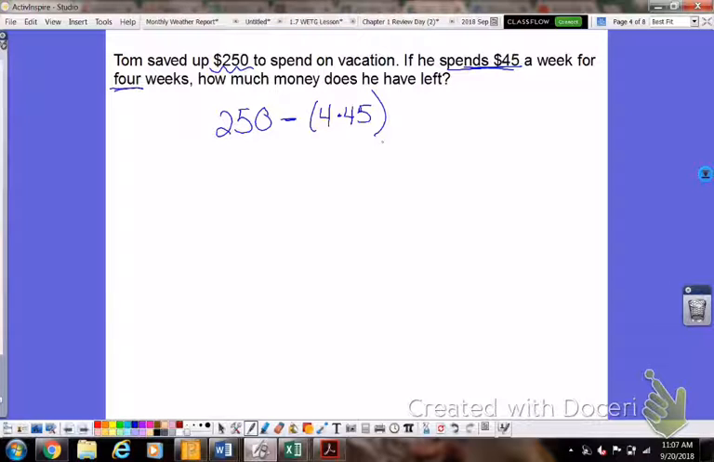So if we do some quick math here, we know multiplication comes before subtraction. Remember your PEMDAS. So 250 minus 180. 250 minus 180, make sure you're showing all your steps, just like normal. Gives us 70, and we always want to remember to label. So $70 left. If he started with $250 and spends $45 for 4 weeks. All right, guys, that is the end of lesson 3.